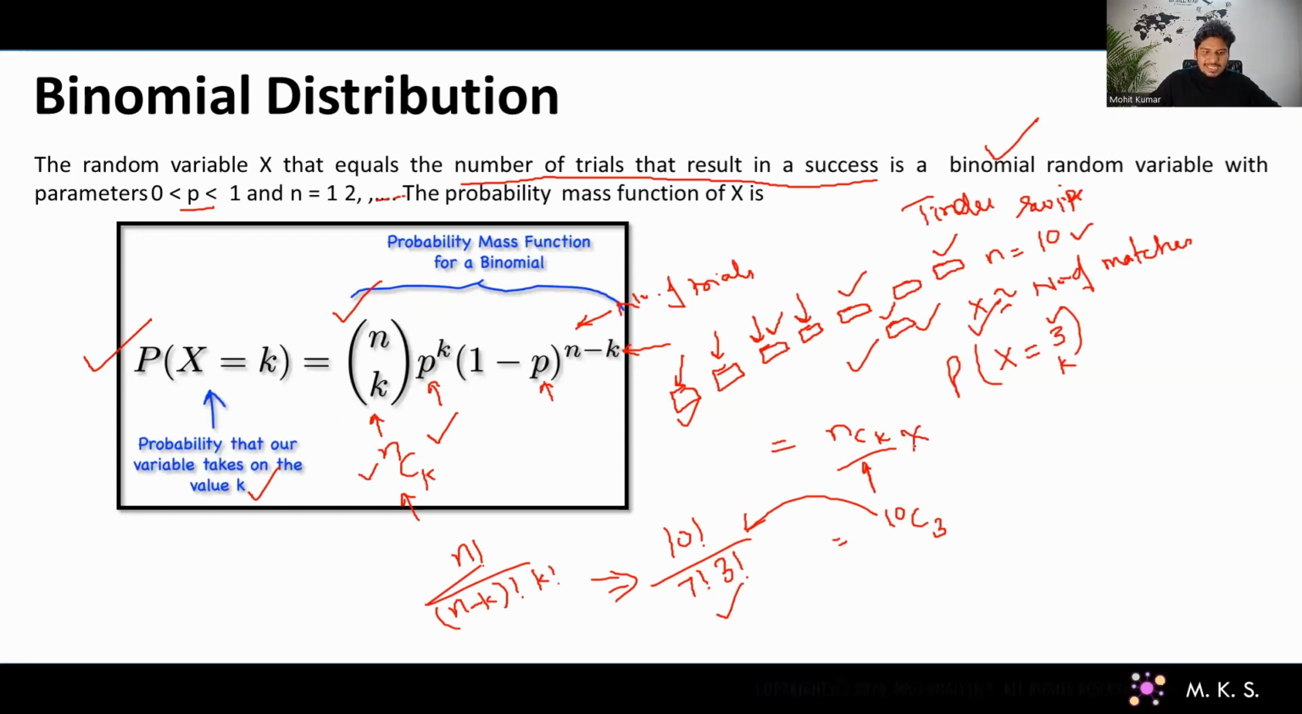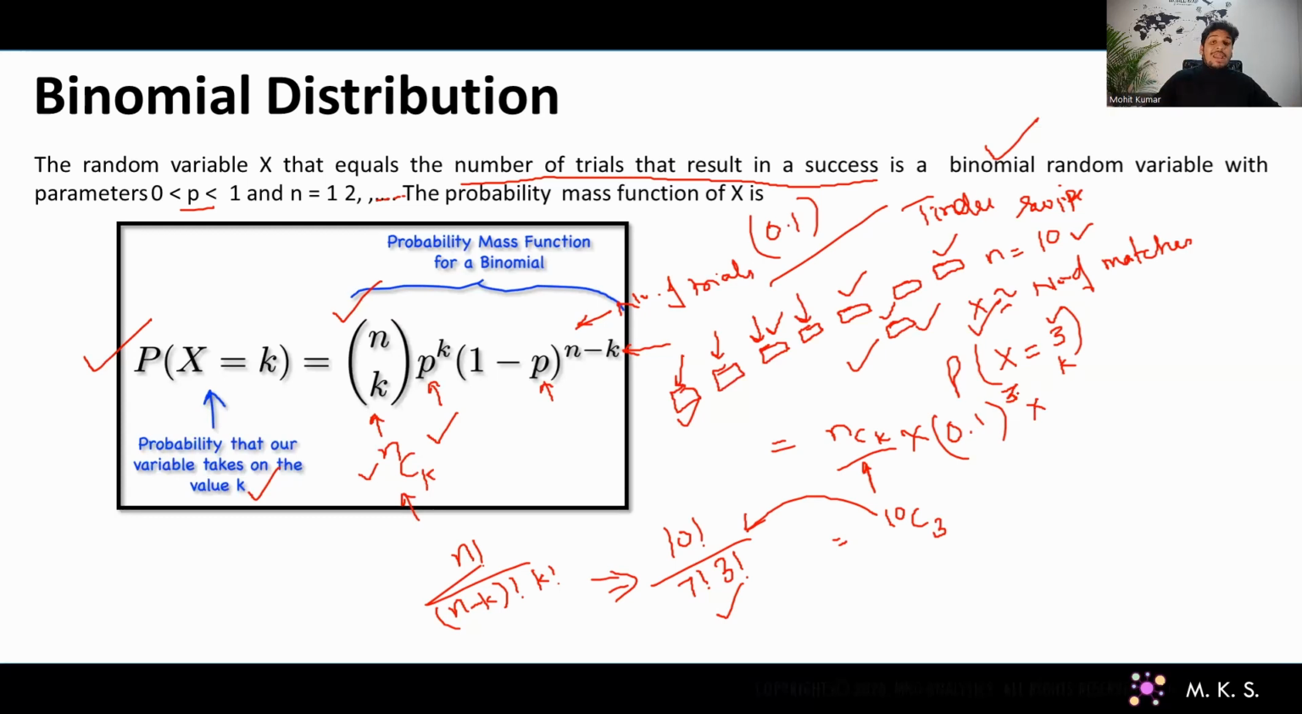Now the next one is the probability. What is the probability of success here? Let's say matches. Let's say that probability is 0.1. That's very high, but let's say it's 0.1. You are smart, right? So let's say 0.1. Now, how many times you got 0.1, or the probability of success? 3 times. So that's what you are multiplying here.